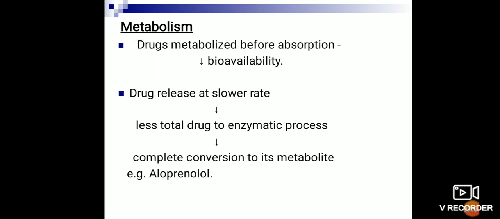The next factor is metabolism. If the drug is metabolized before absorption, then the bioavailability decreases. So if the drug is released at a slower rate, the drug is exposed to the enzymatic process and complete conversion to its metabolite. For example, allopurinol. So you know that in first pass metabolism, most of the drug passes through the liver, and in the liver most of the enzymes are present which destroy the drug, in case of oral administration, right?